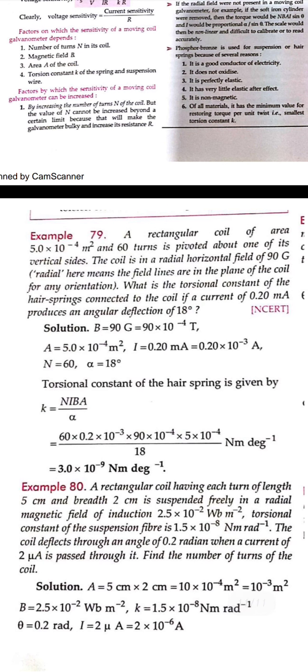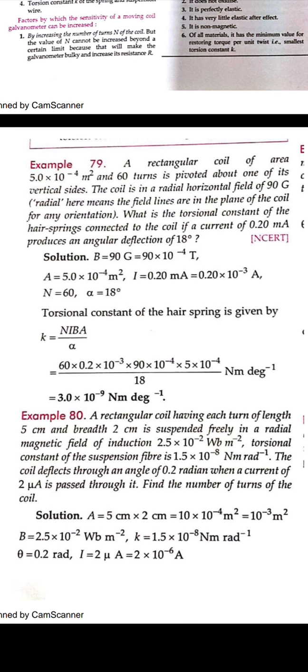Here is a numerical: a rectangular coil of area 5 into 10 to the power minus 4 meters square, that is A, and 60 turns, so N is 60, is pivoted about one of its vertical sides, and the coil is in a radial horizontal field of 90 G. What is the torsional constant? So here K is to be found. K equals I upon alpha, that is M upon alpha, that is NIBA upon alpha. N, I, B and area are given. For alpha, it is given that it produces an angular deflection of 18 degrees, so alpha is 18. The value is 3 into 10 to the power minus 9 Newton meter per degree. This is the value of the torsional constant K for the rectangular coil galvanometer.